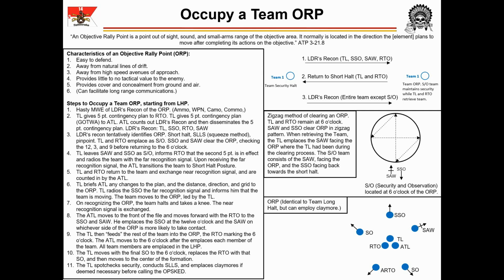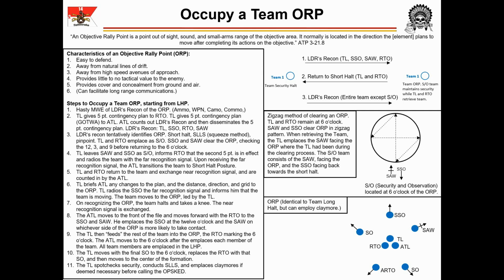The full team now moves to the site of the ORP, led by the team leader. On recognizing the SSO, the team leader gives the near recognition signal and the element takes a knee. The ATL moves to the front of the file to control flow of personnel into the ORP. The team leader moves to the 6 o'clock with the RTO and sets the RTO at the 6 o'clock of the ORP site.